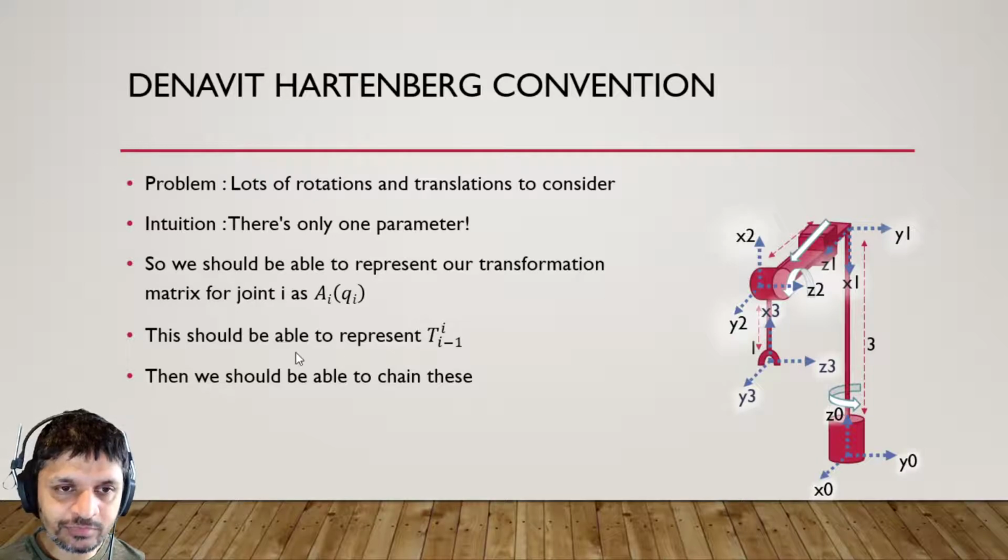A_i of q_i would give us T_(i-1) to T_i. So for every joint, we can construct an A_i with parameter q that gives us the transformation matrix to the previous one. And then we can just chain these transformation matrices, so we can go from this one to this one to this one to this one, same as we talked about at the end of the last lecture.